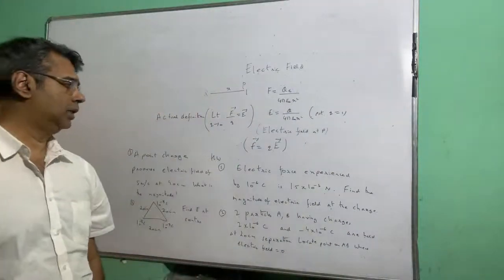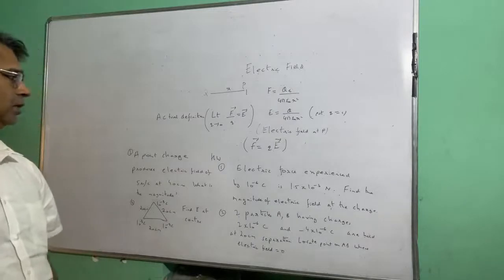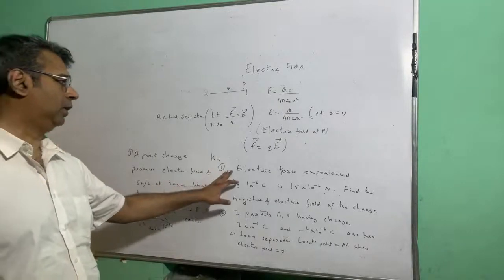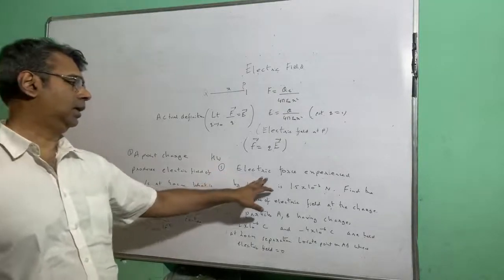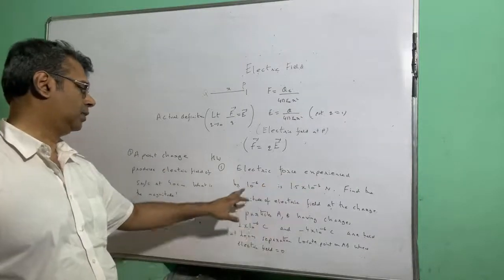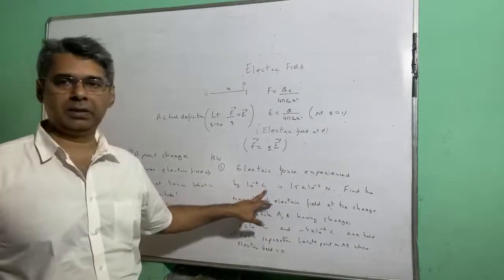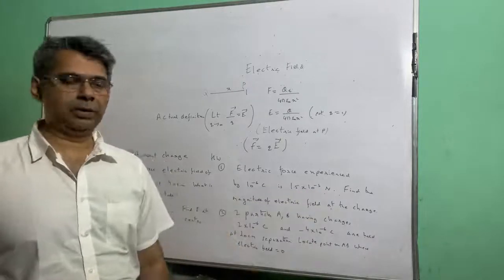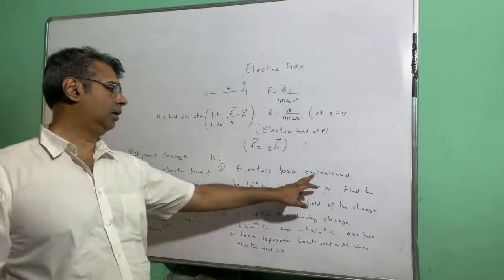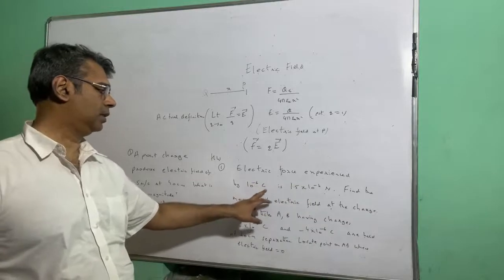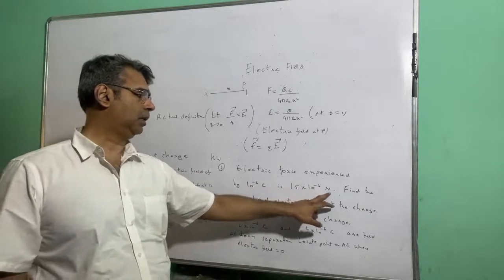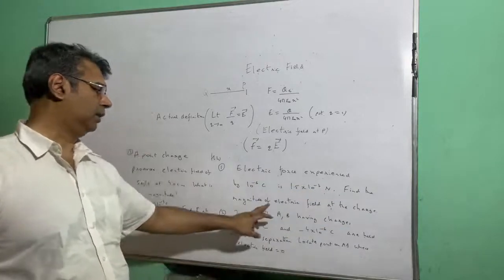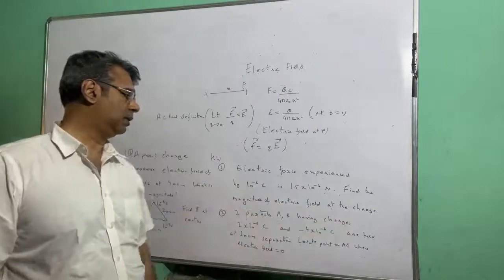Okay, all of you, so these are the 4 homework questions from electric field. The first homework question: the electric force experienced by 10 to the power minus 6 coulomb is 1.5 into 10 to the power minus 3 Newton. Find the magnitude of electric field at the charge.